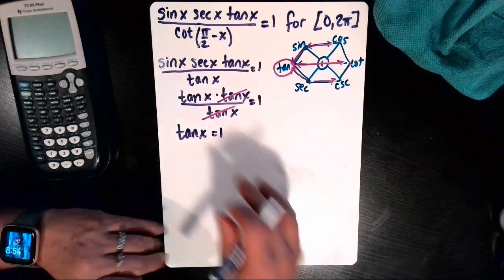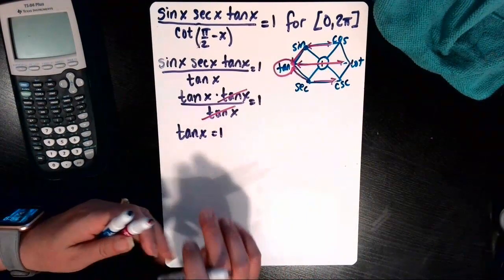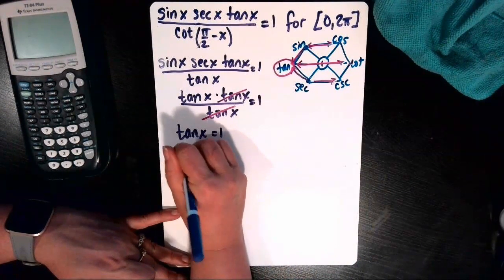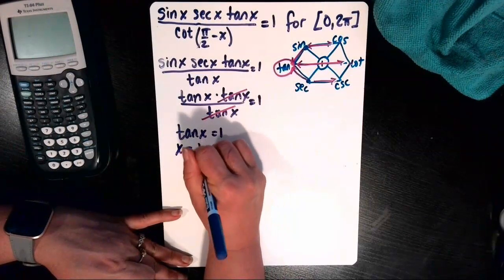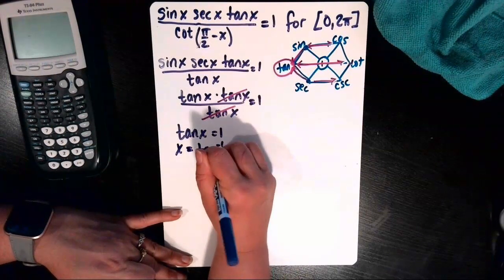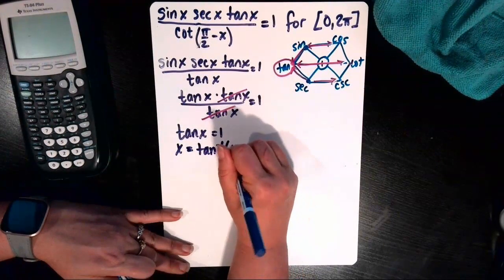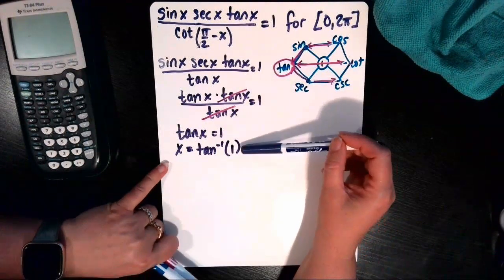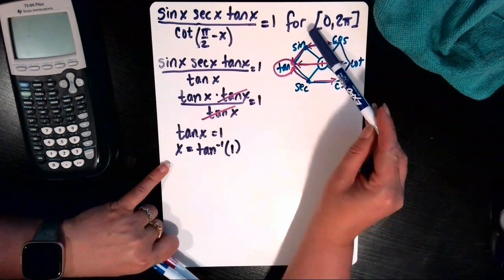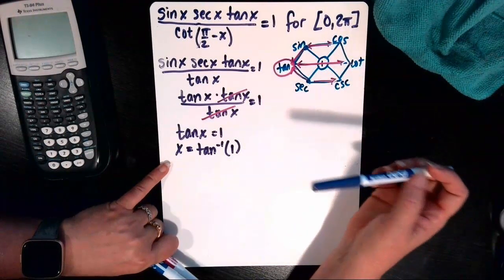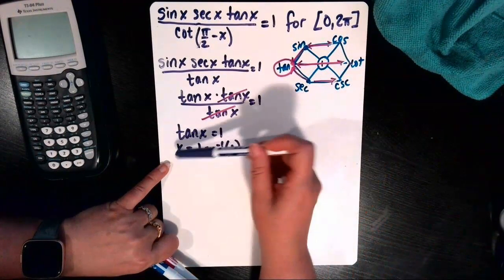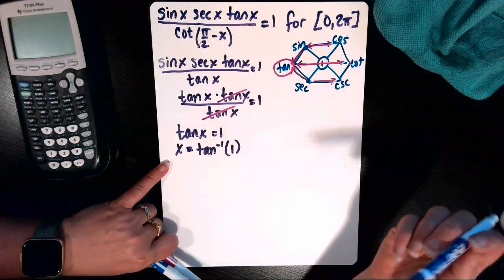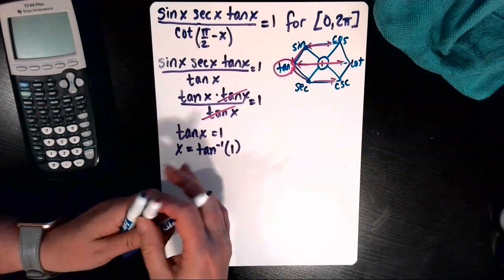And to undo the tangent function, we need to do the inverse. So the value of x is equal to the arctangent, or tangent inverse, of 1. So that's asking the question, what angles on the unit circle from 0 to 2 pi, because that's our interval that we're working within, how many of those angles and where are they located that have a tangent of positive 1?